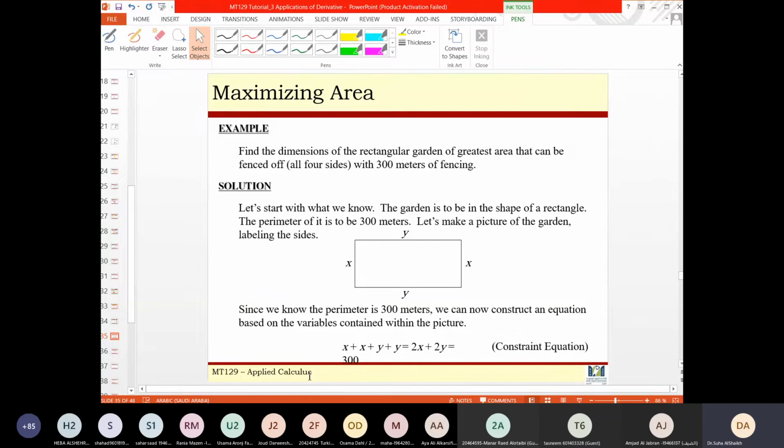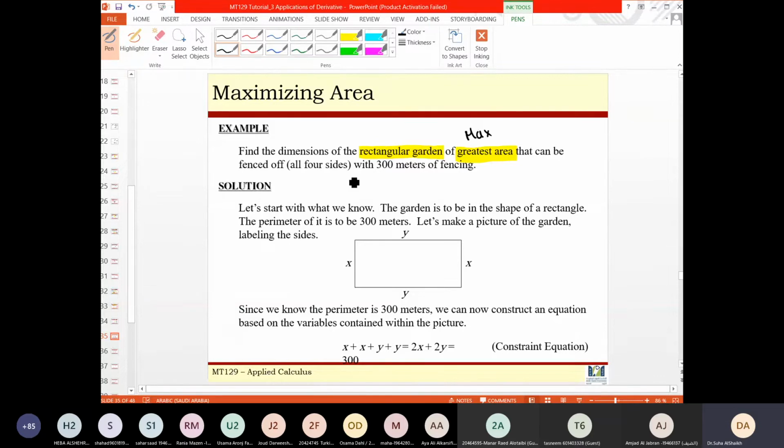So here's this example. Find me the dimensions of a rectangular garden. Rectangular means rectangle-shaped. Find me the dimensions, meaning the sizes, of greatest area. The words greatest area mean I'm talking about the maximum. They can say the maximum area, they can say the greatest area. It means the same. The smallest area means the minimum area. I'm talking about the maximum here.